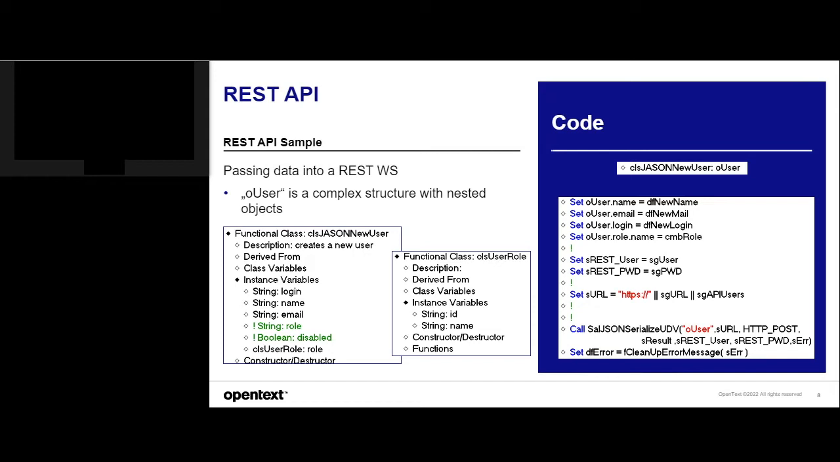So at this point, it is something like the URL. And of course, I can pass in information like an HTTP post by using serialized UDVs. I get a result back. Maybe I have to pass also user and password in, and I get also error information if something happens.